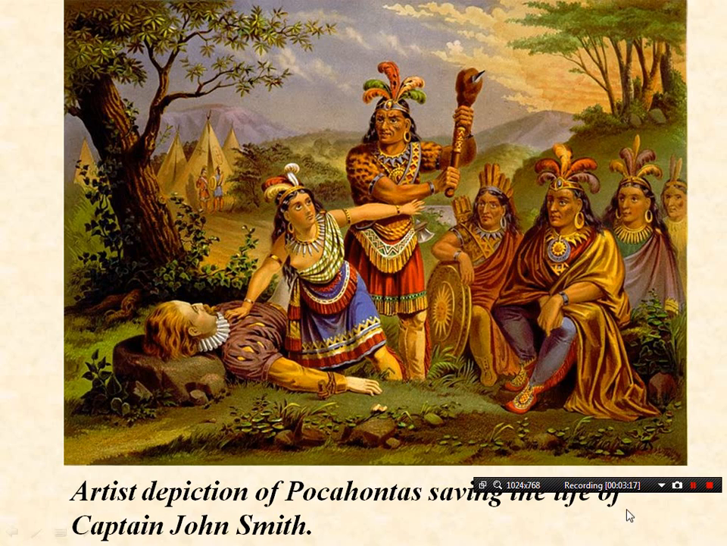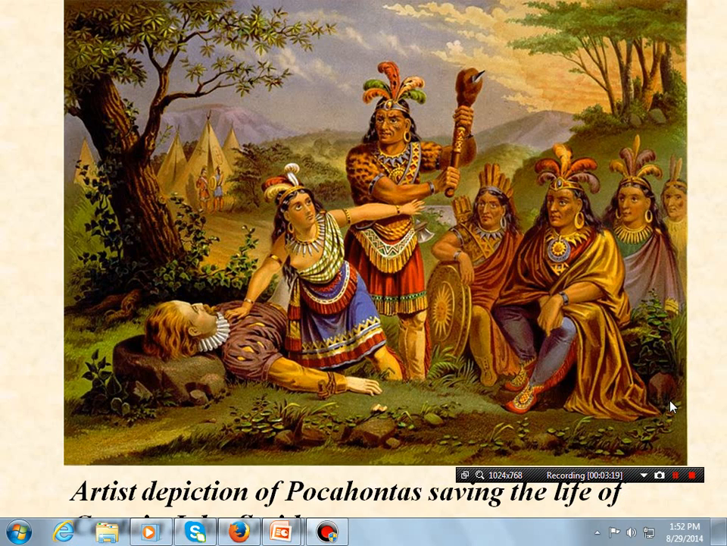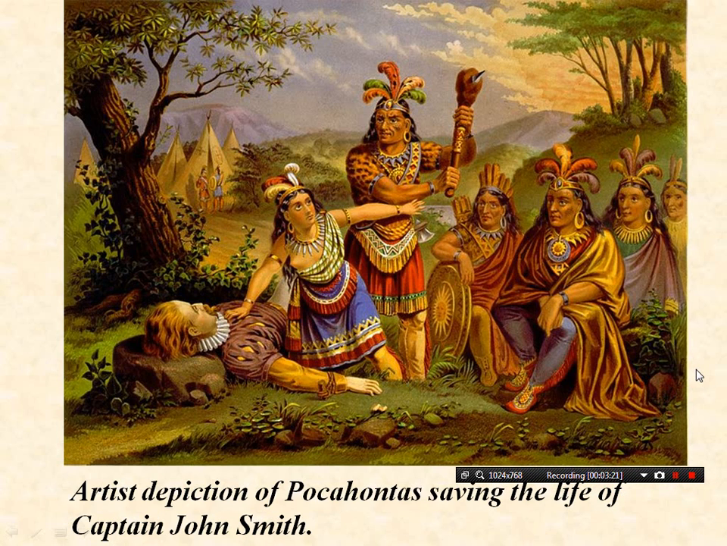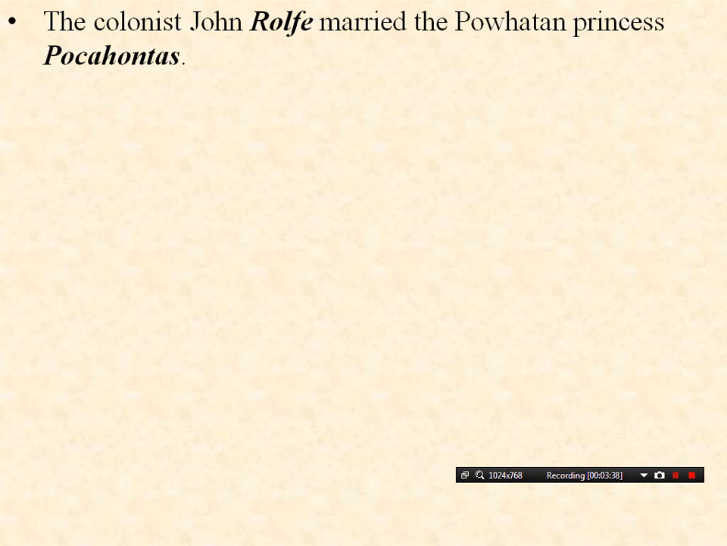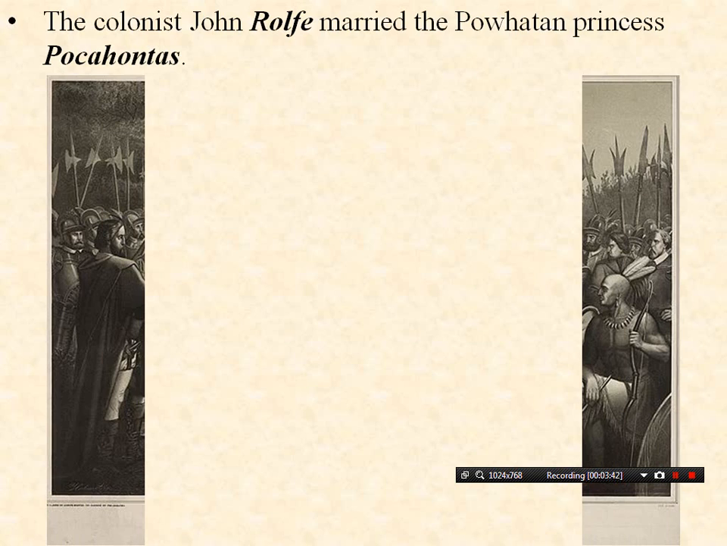And here is the famous story of Pocahontas saving the life of Captain John Smith. Now, if you've seen the Disney rendition of Pocahontas, it's not 100% historically accurate. In that movie, she marries John Smith, which is not true. She ends up marrying another man named John Rolfe, who's also a cartoon in the movie. Okay, but the colonist John Rolfe is the one who marries Princess Pocahontas.